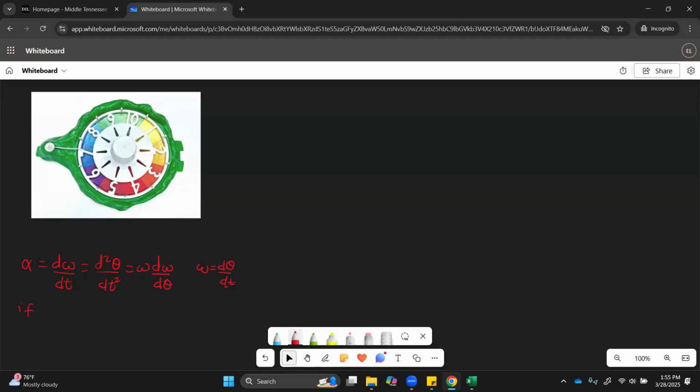Now, if acceleration is constant, so this will be constant alpha, then we'll have omega equals omega initial plus alpha t, and theta equals theta initial plus omega initial t plus 1/2 alpha t squared. So these look really similar to the projectile motion problems.